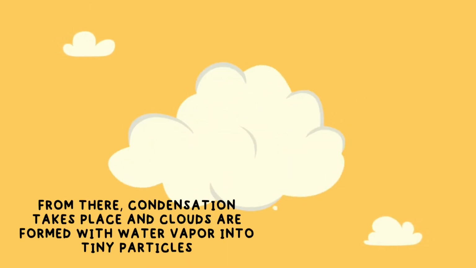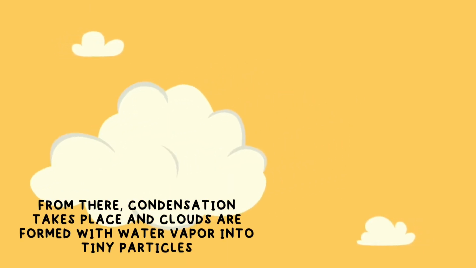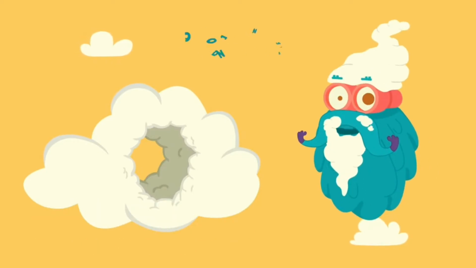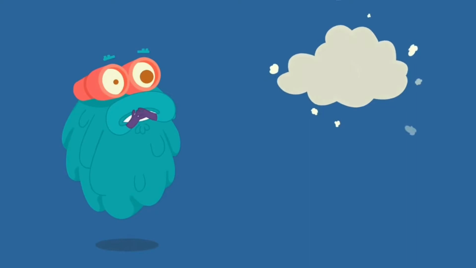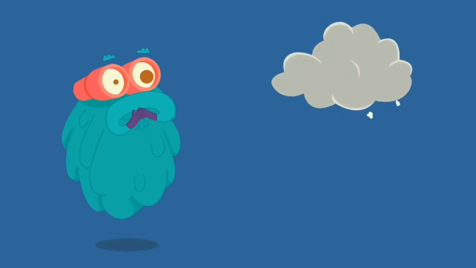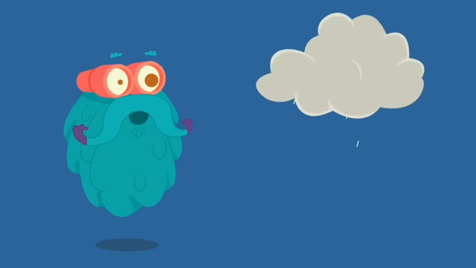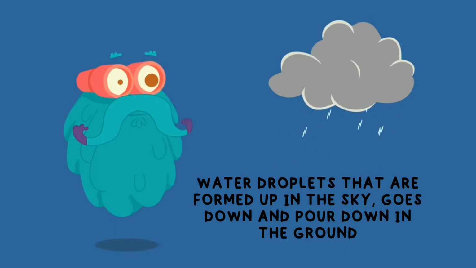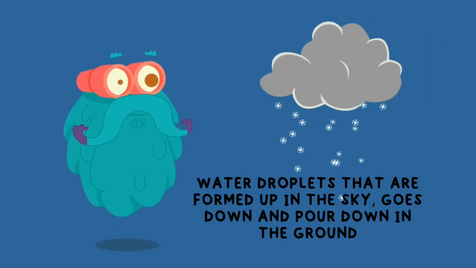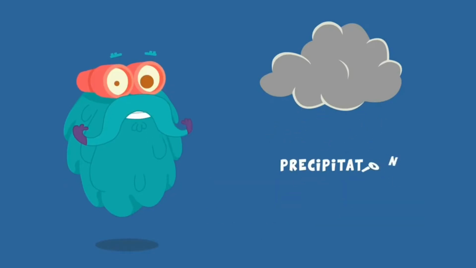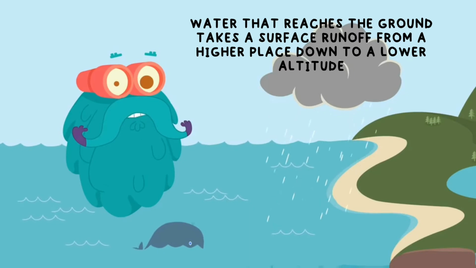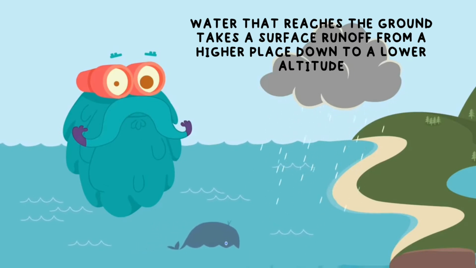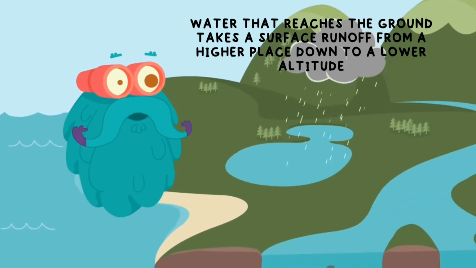From there, condensation takes place and clouds are formed with water vapor into tiny particles. After that, precipitation takes place. Water droplets that are formed up in the sky go down and pour down into the ground. Water that reaches the ground takes a surface runoff from a higher place down to a lower altitude.